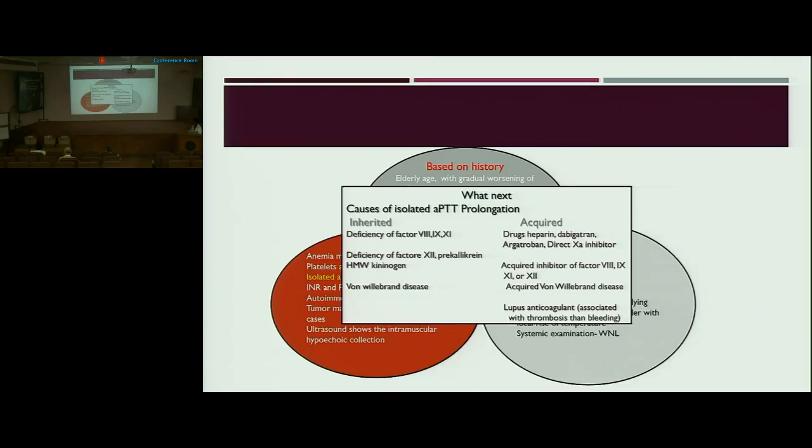The acquired causes, we ruled out drug intake in the history. We are left with acquired inhibitors against factors 8, 9, 11, and 12, acquired von Willebrand disease, and lupus anticoagulant.